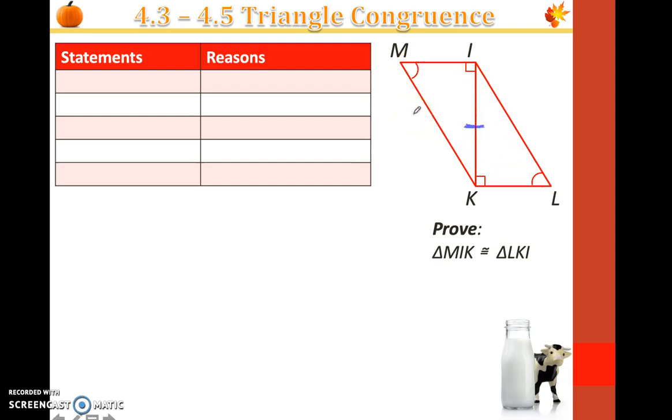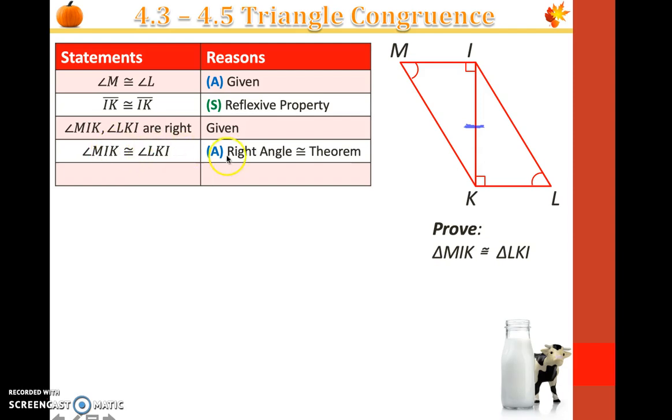So if I decide to hit the table about this, I'll lay out the first given. That's fine. The second thing I can conclude, it doesn't really matter the order in which I do it. These two steps are interchangeable, but I could say that IK is congruent to IK. That's the reflexive property. I know that these two angles are right. That's what's given to us. Therefore, I can say that they are congruent by the right angle congruence theorem.